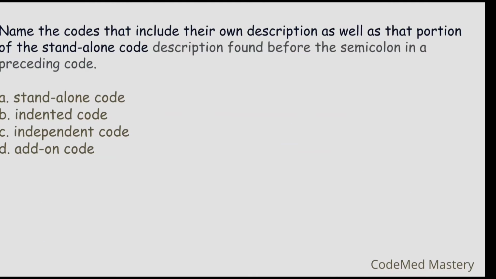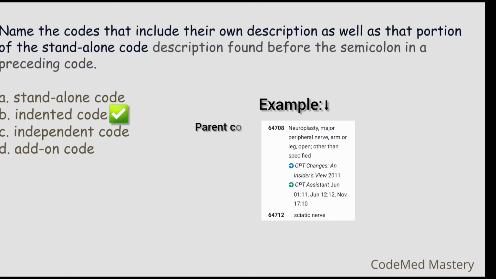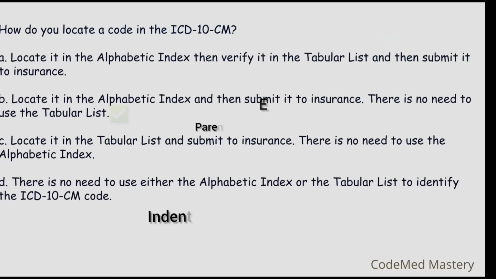Name the codes that include their own description as well as that portion of the standalone code description found before the semicolon in a preceding code. Option A, standalone code. Option B, indented code. Option C, independent code. Option D, add-on code. The right answer is option B, indented code. You might have seen in your CPT book there will be a parent code and under that there will be indented code. That code will include its own description as well as that portion of the standalone code description found before the semicolon.